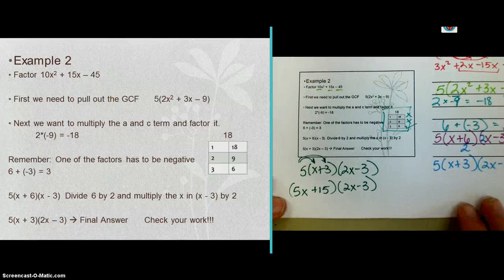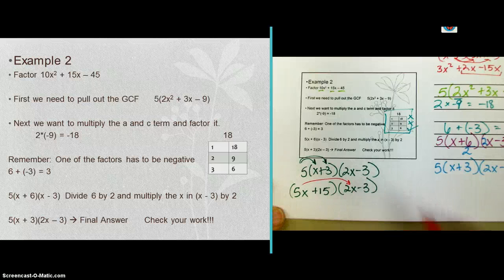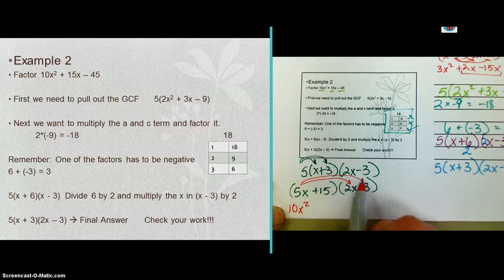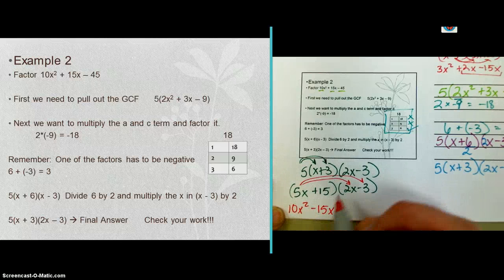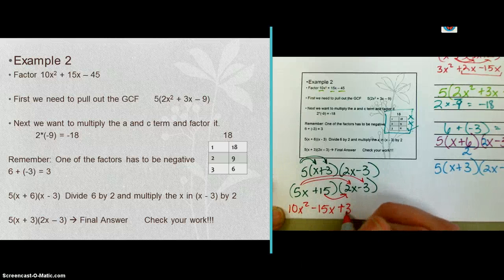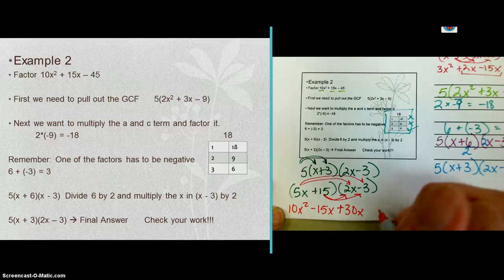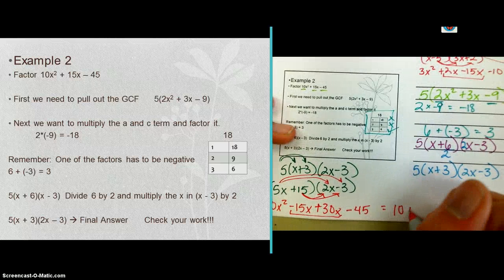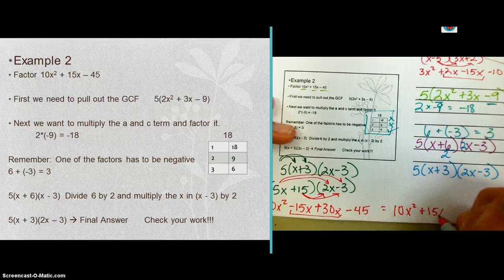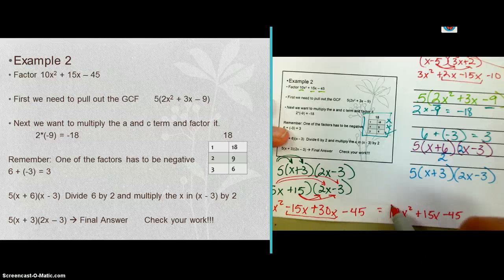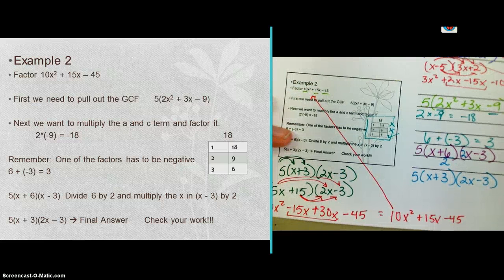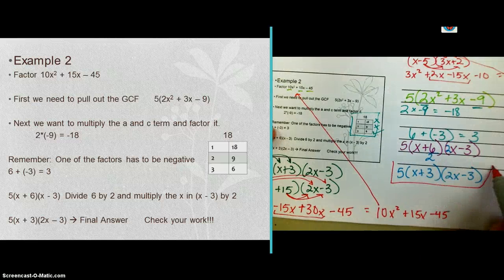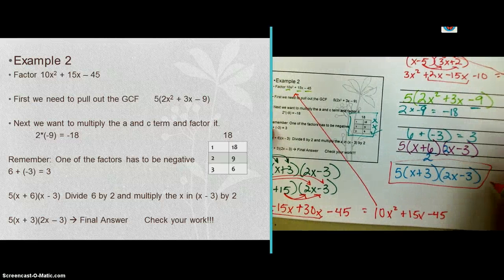Okay. So once I multiply this out, I have 5x times 2x gives me 10x squared. 5x times negative 3 gives me negative 15x. 15 times 2x gives me positive 30x. And 15 times negative 3 gives me a negative 45. I want to combine my like terms here. And I'm left with 10x squared plus 15x minus 45. If you refer back to our original problem, that is indeed correct. So these factors here, 5 times x plus 3 times 2x minus 3, they are correct.